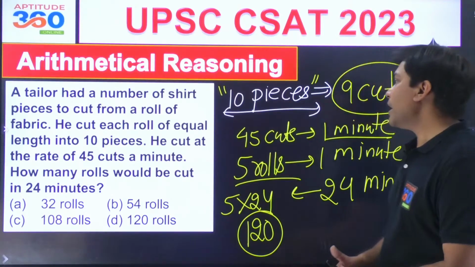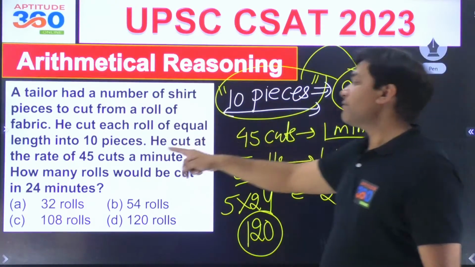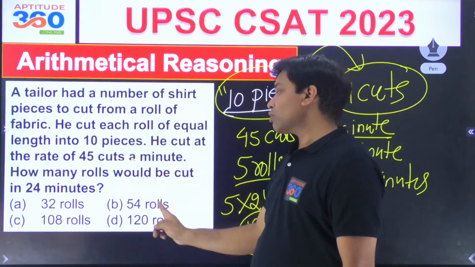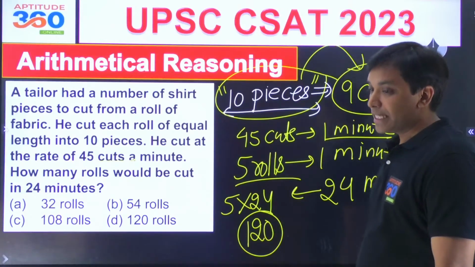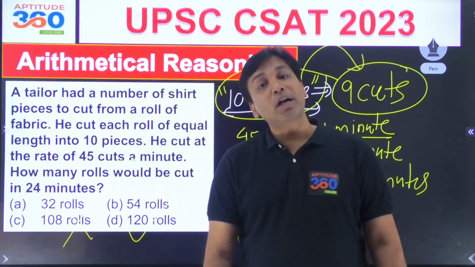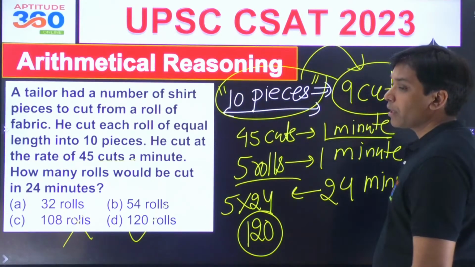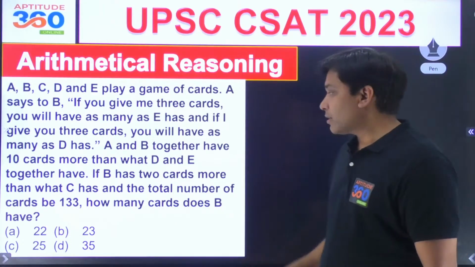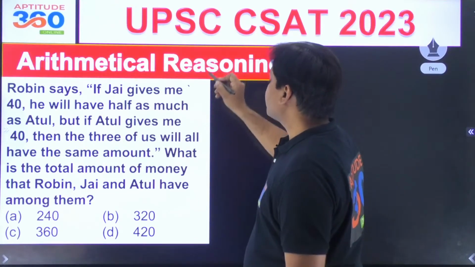So what is that I'm trying to say? 10 pieces will be equal to 9 cuts. 45 cuts लगता है तो 5 rolls खत्म होगा. 5 rolls in 1 minute. So 24 minutes, 24 into 5, which is going to be 120. The answer is not 108, rather the answer is 120. So pretty simple problem. अब गलती होने की तो पूरी possibility होती है ना यहाँ पे. All right then. I got this problem, people. This was asked in 2022 paper. कहीं लिखा नहीं मैंने.